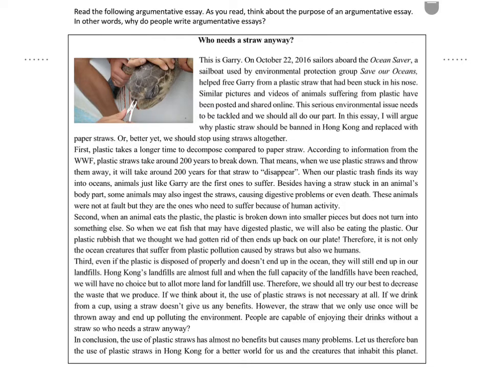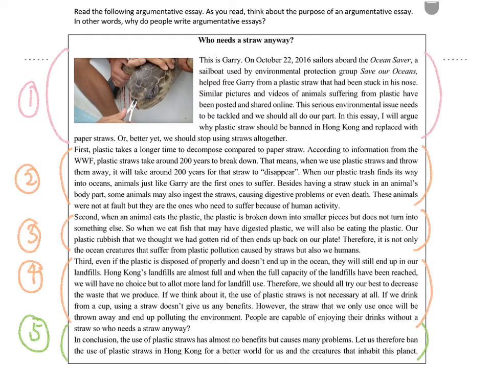Take a look at this essay: Who needs a straw anyway? See how many parts there are in this article. As you can see, there are 5 paragraphs, but among the 5 paragraphs, there are 3 paragraphs that are quite similar in nature.